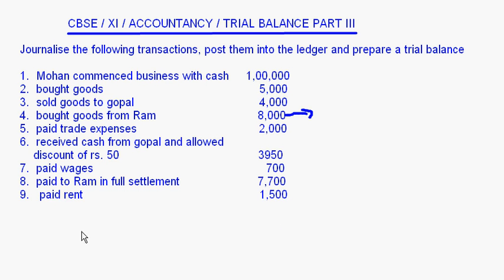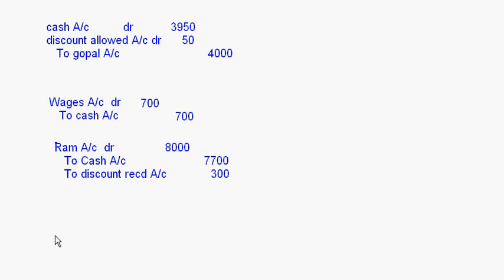Then one more transaction is there, paid rent 1,500, right? So here let's do that. Rent account debit to cash account. This is 1,500 and 1,500.